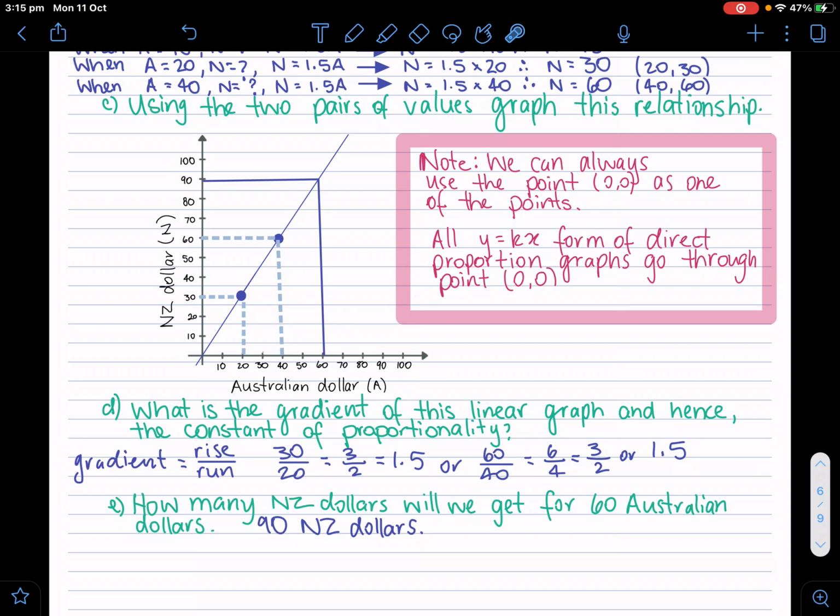Now we can find unknown values by looking at this graph. This graph's asking, how many New Zealand dollars will we get for 60 Australian dollars? So we go across to 60, and then we draw a line until we touch the direct proportional graph line. When we touch it, we go across, and that equals 90 New Zealand dollars. Hopefully you're getting the hang of this.